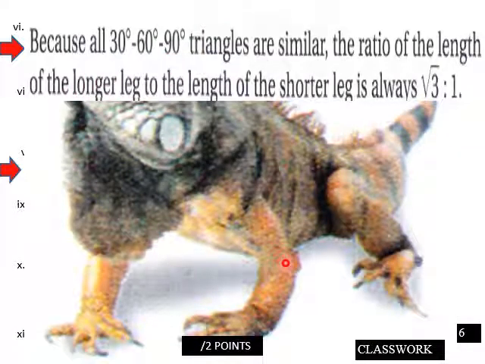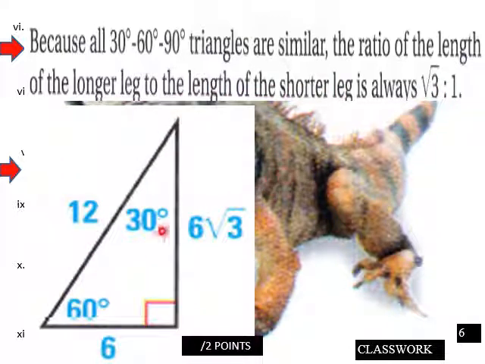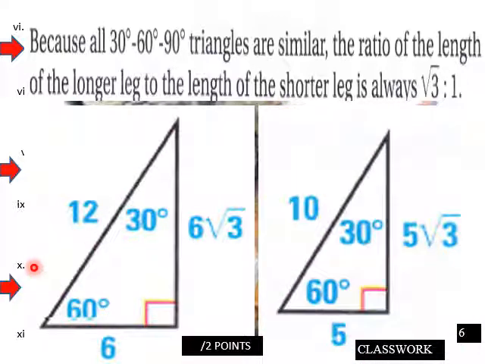Because all 30-60-90 triangles, students, this is page 6 on your classwork sheet, are similar, the ratio of the length of the longer leg to the length of the shorter is always square root of 3 to 1. So in this case here, we have 6 and 6 times square root of 3, and then 12 for a hypot. And in this case over here, 5 for the short leg, long leg is 5 times square root of 3, and then we have a hypot here of 10.